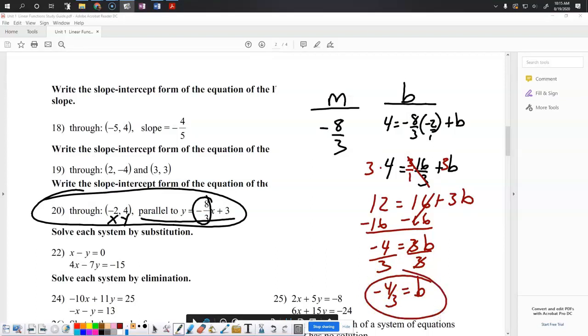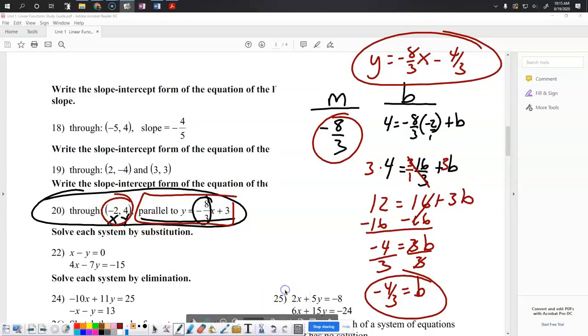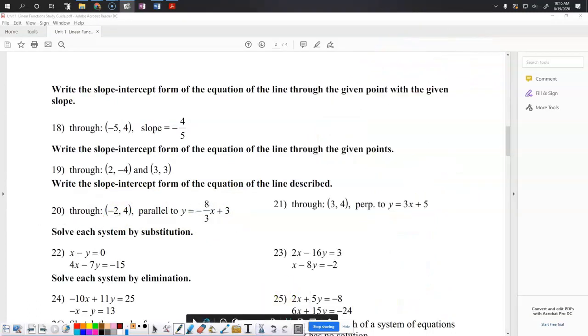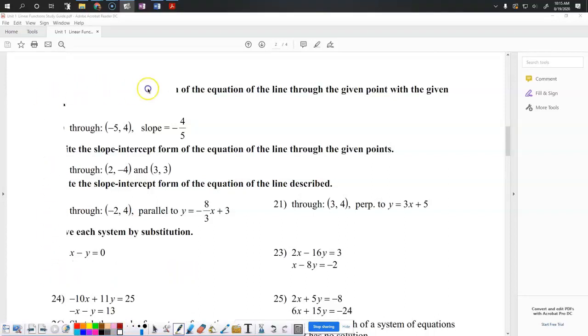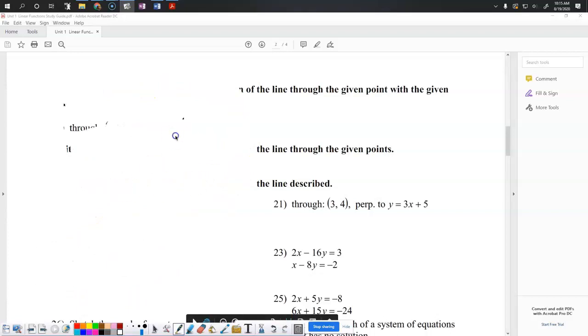So we have our b value, we have our m value, and therefore our final answer will be that. That is the equation of the line that would be parallel to this one because they have the same slope, but it goes through this point. All right. Same thing with the next problem. The only difference is this time we want perpendicular. And so that's going to create a little bit of a difference in the slope. But other than that, the rest of the process is identical.